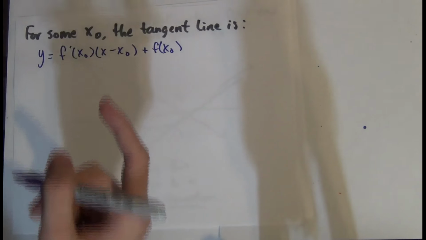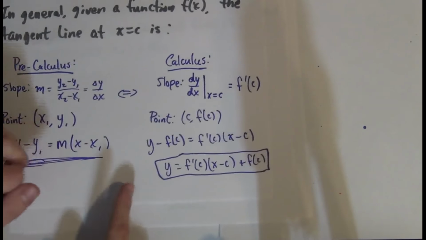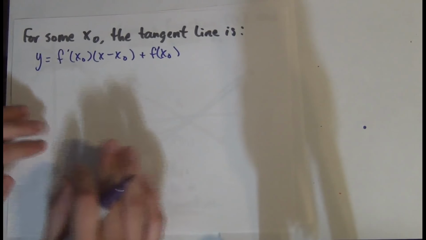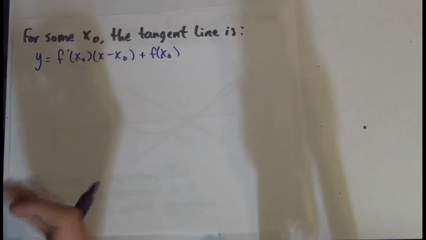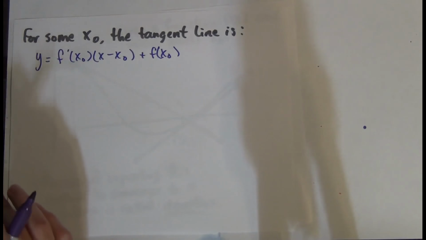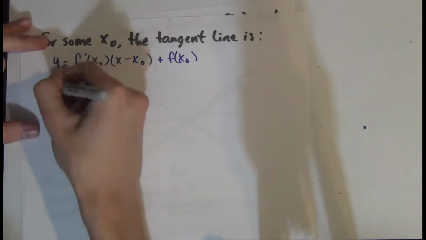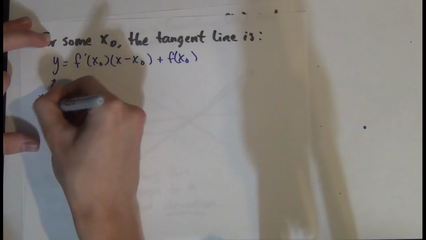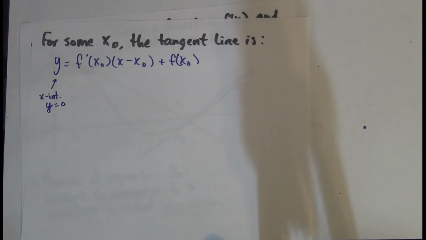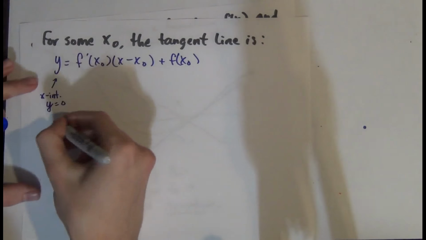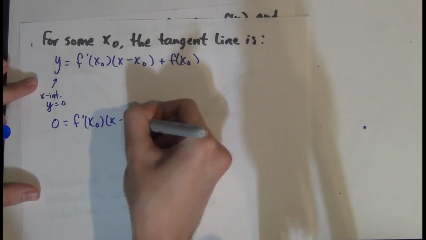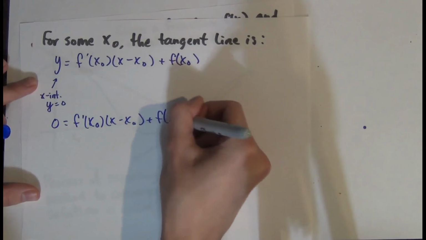The only thing from that that's different than this guy is that this guy had c, and instead of c, I'm defining my c value to be my initial guess x naught. Okay, so that's my tangent line, and I want to determine the x-intercept. So if I want the x-intercept, I just make y equal to 0. So here, 0 equals f prime of x naught, x minus x naught, plus f of x naught.